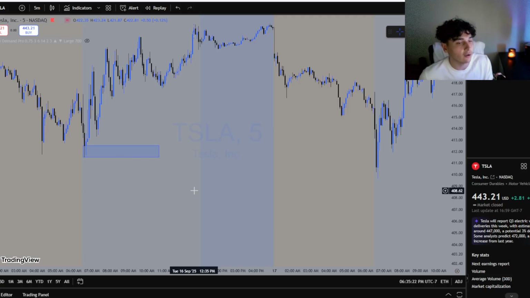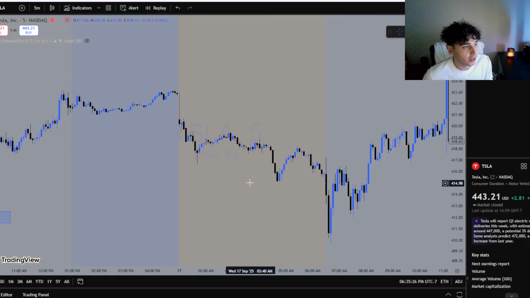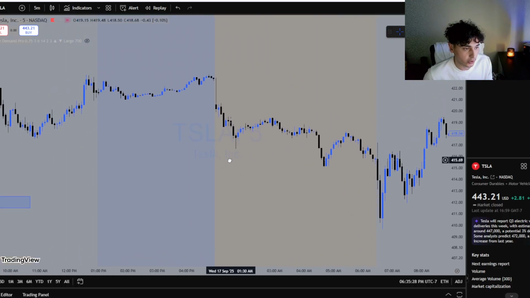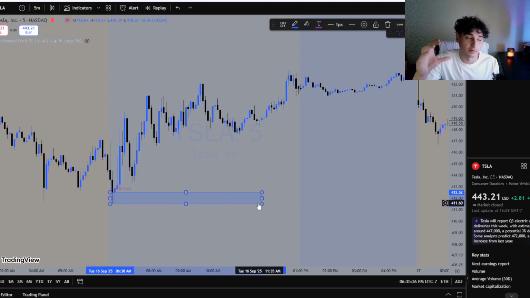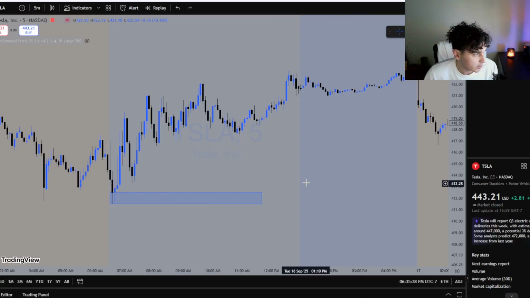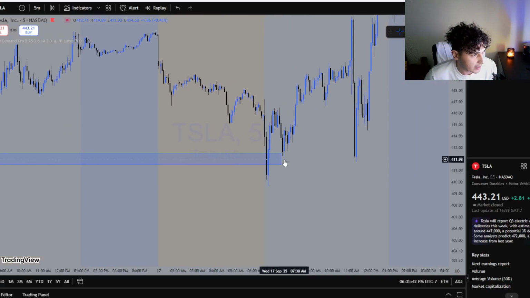You only mark out the body if it doesn't have a wick, okay? Or you only mark out the body if the wick is too large. For example, if it's a wick this size, you typically want to mark out the smaller wicks, okay? Because you don't want too big of a zone, too wide of a zone. So boom, now that we have our demand, let's go ahead and extend this out.